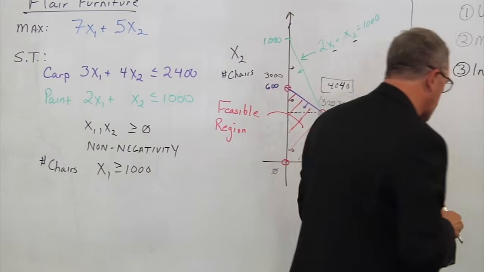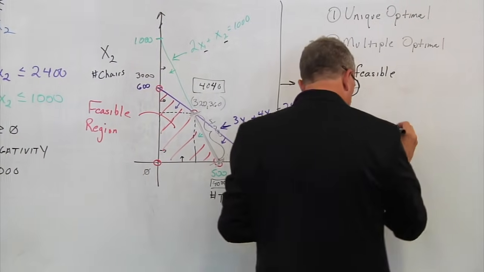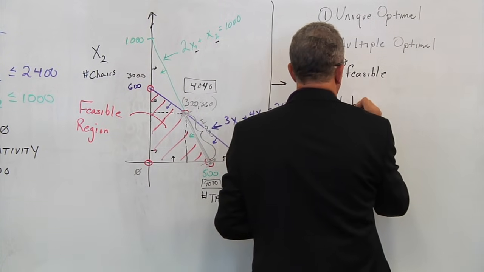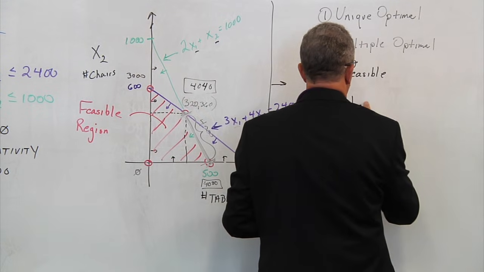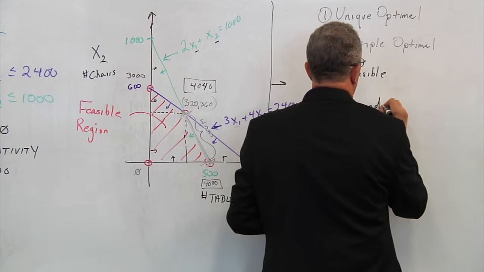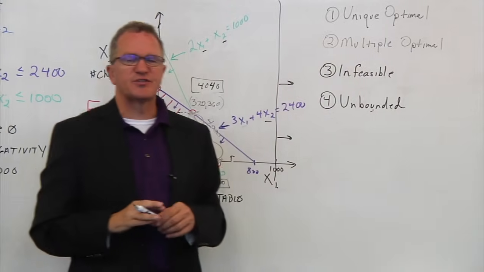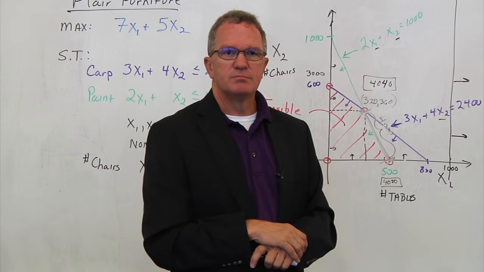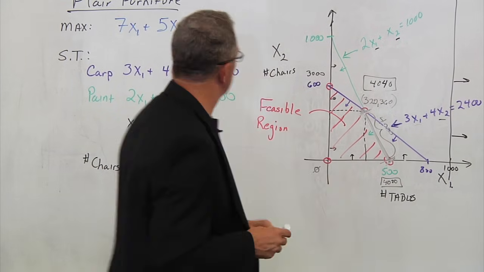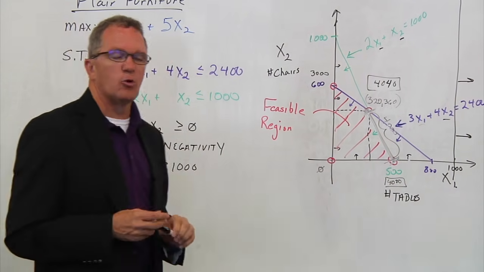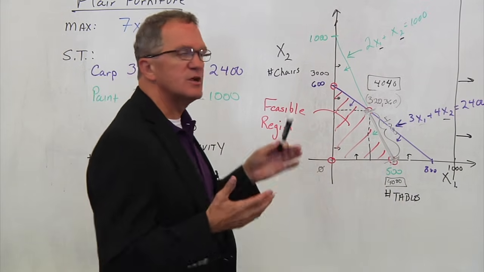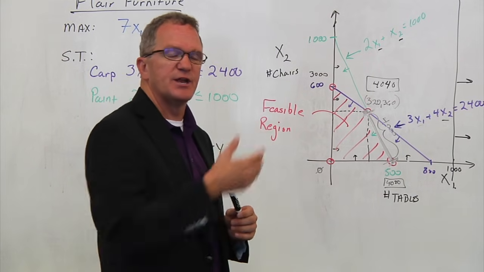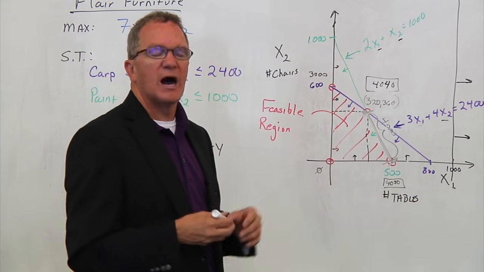The last one I want to talk about, and it's one that throws people off more than any other, is called unbounded. An unbounded solution is one where there's no limit. You can't have an optimal solution. You can't find a maximum or a minimum because there is no maximum or minimum. As one of your variables proceeds to infinity, you become more optimal.